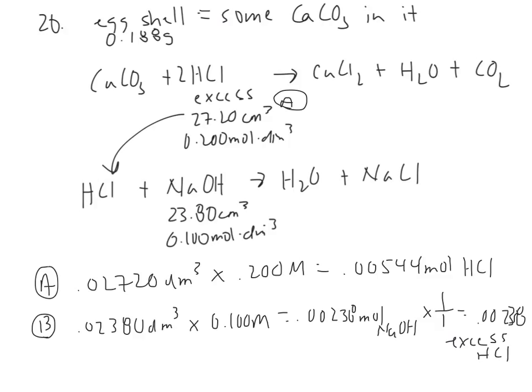So now, if we look at A, I added 0.00544 moles of HCl. I knew it was more than I needed. I found out how much extra it was. For part C, I could take my 0.00544 that I added, subtract the 0.00238 that I know I had left over, and I find out that I actually used 0.00306. All of this to find out how many moles of HCl was actually used with the calcium carbonate. So now we can go on to question D.